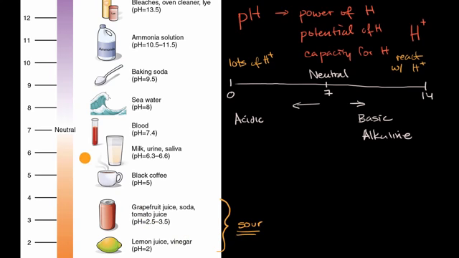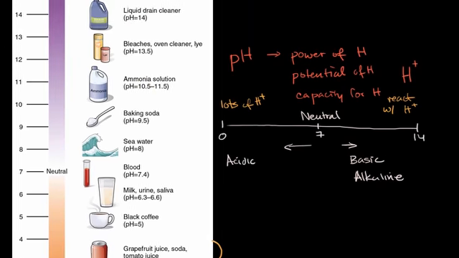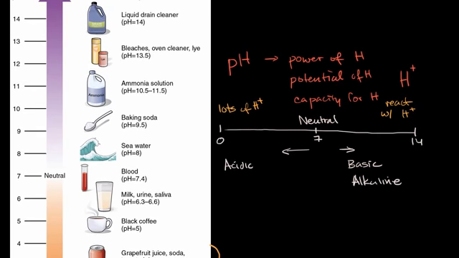While if you go to the other end of the spectrum, things that are basic, these would be things like bleaches and ammonia solution, and we can even go super basic to liquid drain cleaner. And these are going to have more of a slimy texture to it. In fact, even soap is quite basic. And of the basic things that you could eat, you might have a bitter taste associated with it.